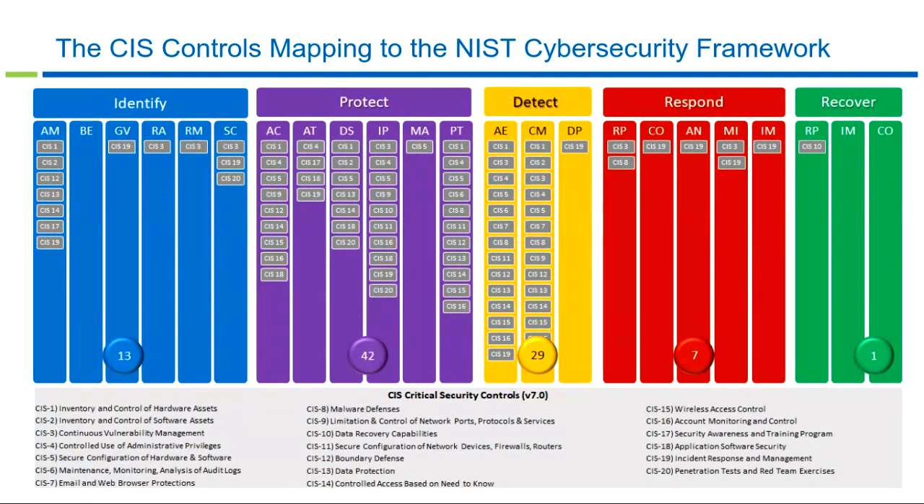Under protect, we have access control, awareness and training, data security, information protection procedures, maintenance, and protective technology. Under detect, we have anomalies and events, continuous monitoring, and detection processes. Under respond, we have response planning, communications, analysis, mitigation, and improvements. Under recover, we have recovery planning, improvements, and communications. And we want to make sure that our CIS controls map to our categories as well as our functions of the NIST cybersecurity framework. And here you can see strong alignment between the NIST cybersecurity framework and the CIS controls.